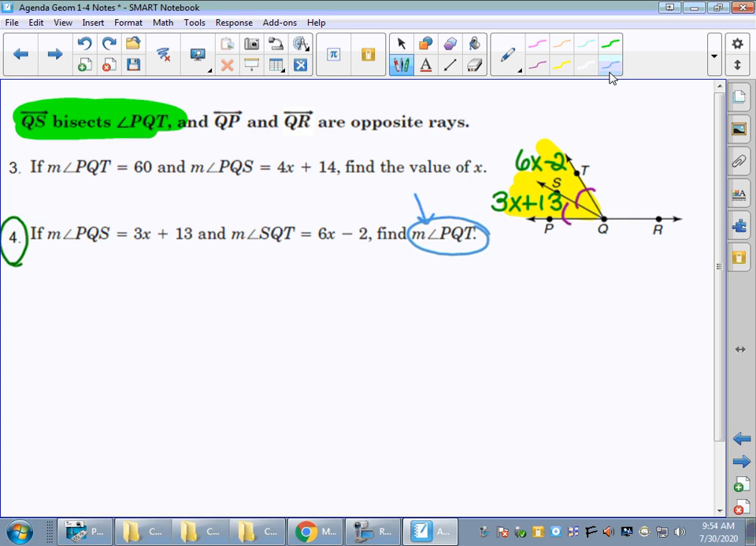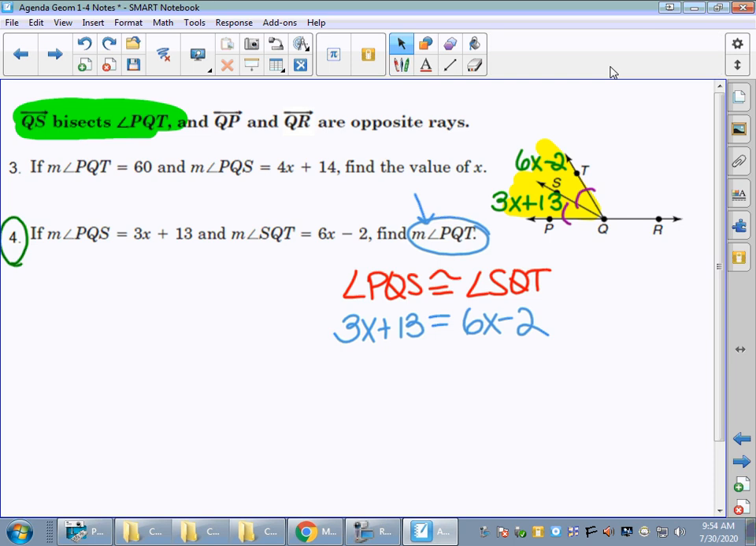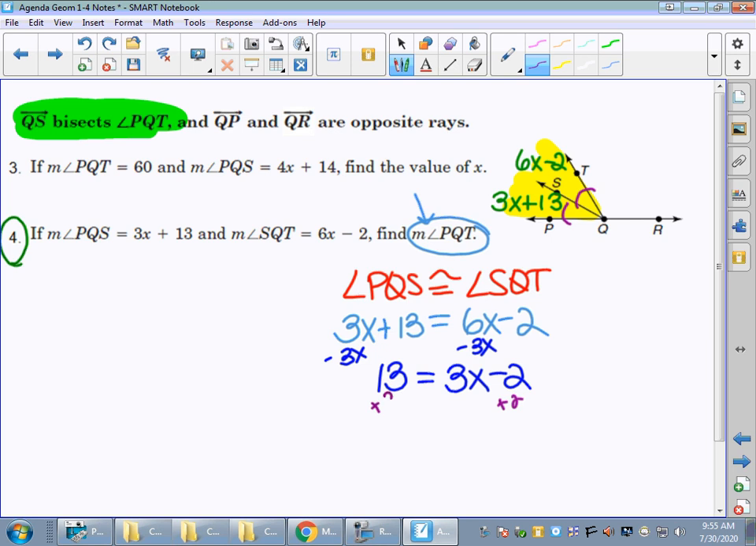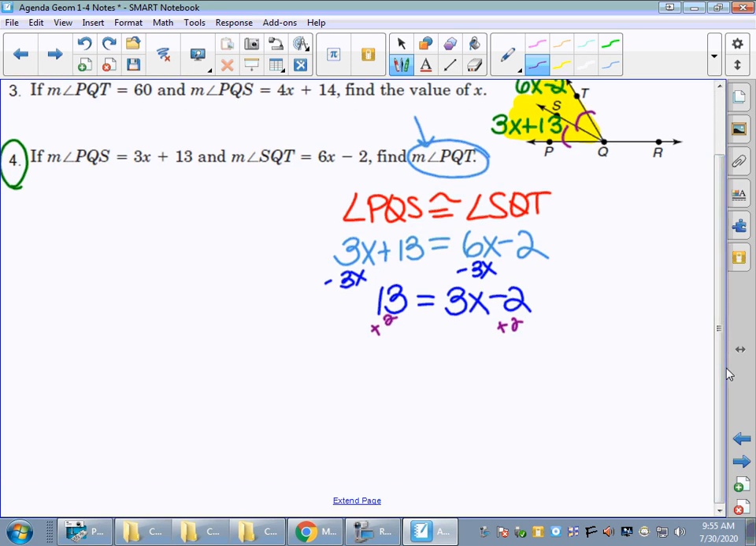So if those two are congruent to each other, we can say that angle PQS is congruent to angle SQT, which means we can substitute some values in there. 3x plus 13 is equal to 6x minus 2. Don't you just love doing algebra? I'm going to subtract 3x here. So that's going to give me 13 equals 3x minus 2. Solve this equation whatever way you want to. I always do the variable first. Other people do the numbers. Whatever. 3x equals 15. So would you agree that x is going to have to be equal to 5?